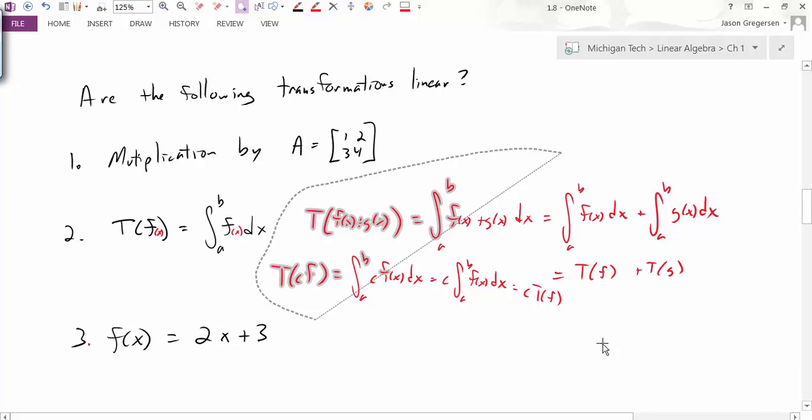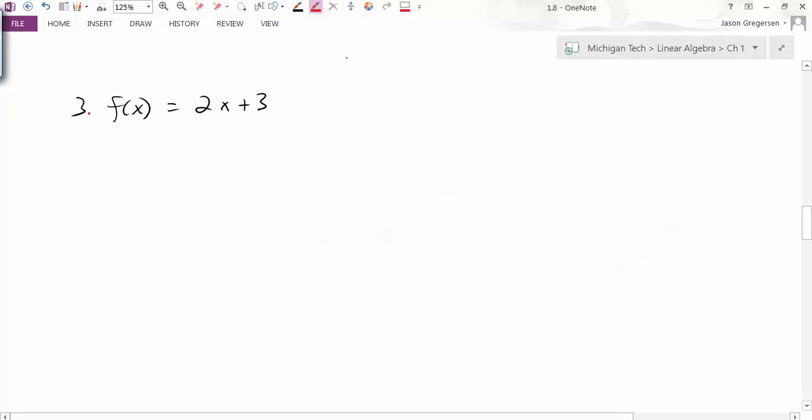Now let's look at the last one. Well, this last one should be a piece of cake. We have this function, f of x equals 2x plus 3, and if I were to plot this function, it would be a line. So I definitely expect it to be linear. But now let's go through the process. Let's show that these two properties hold.